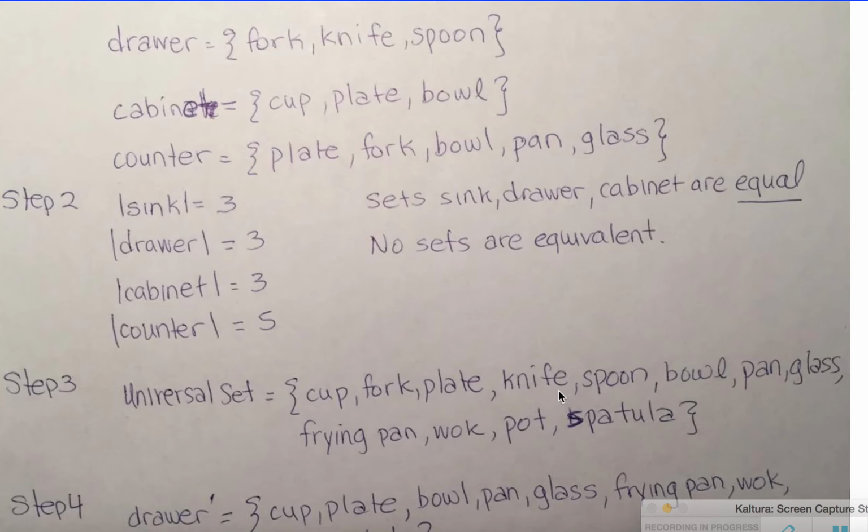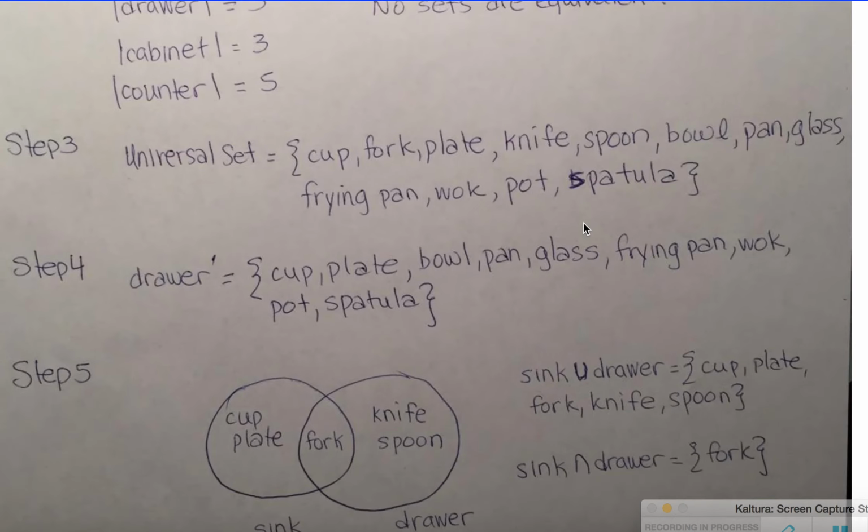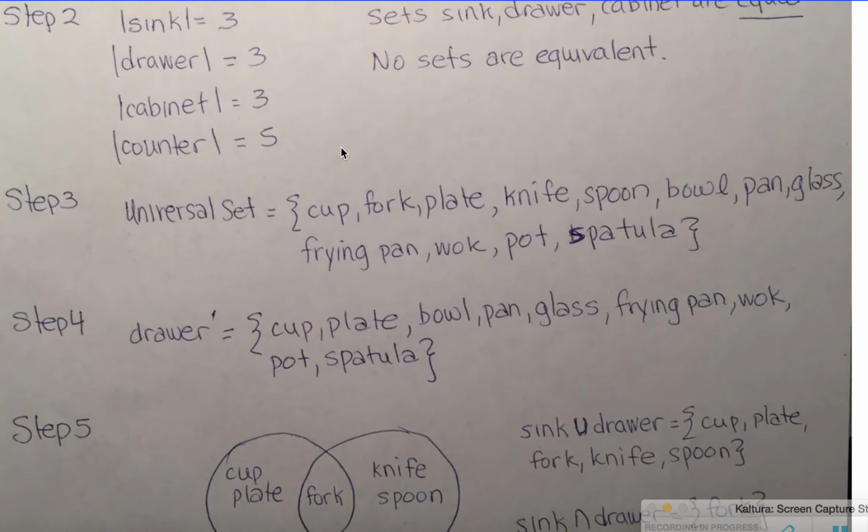Okay, so just for this example, you're not going to list all the items in the house. Okay, just list some extra items. Okay, so I chose to add frying pan, wok, a pot, and a spatula. Okay, so that's it. Step 3 is done. Step 4, okay, and it asks you for the different notations, as we said above, the roster, the set builder. Okay, you know how to do this. Okay, similar as in step 1.